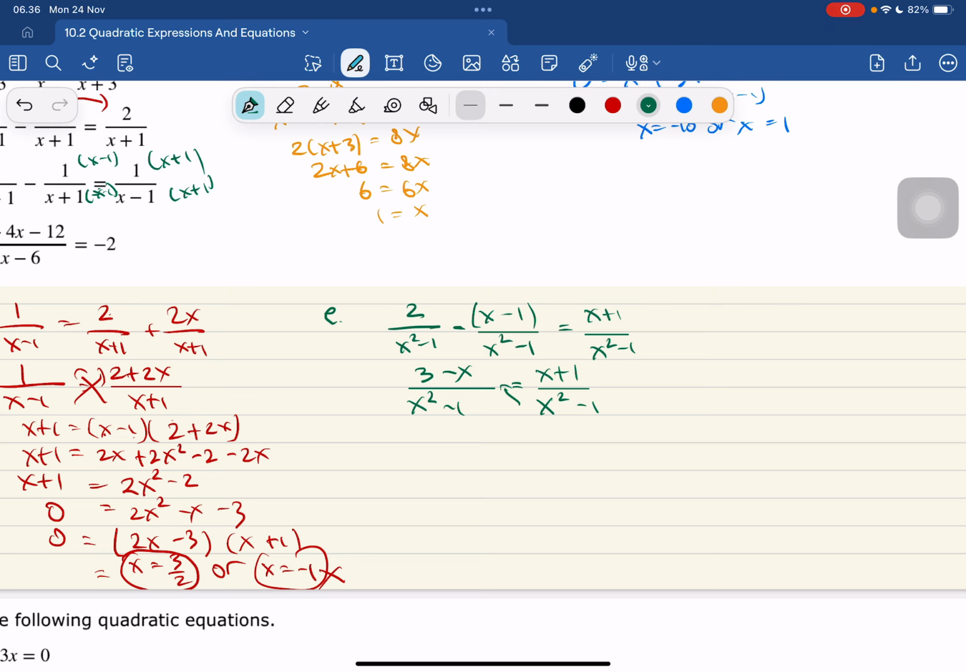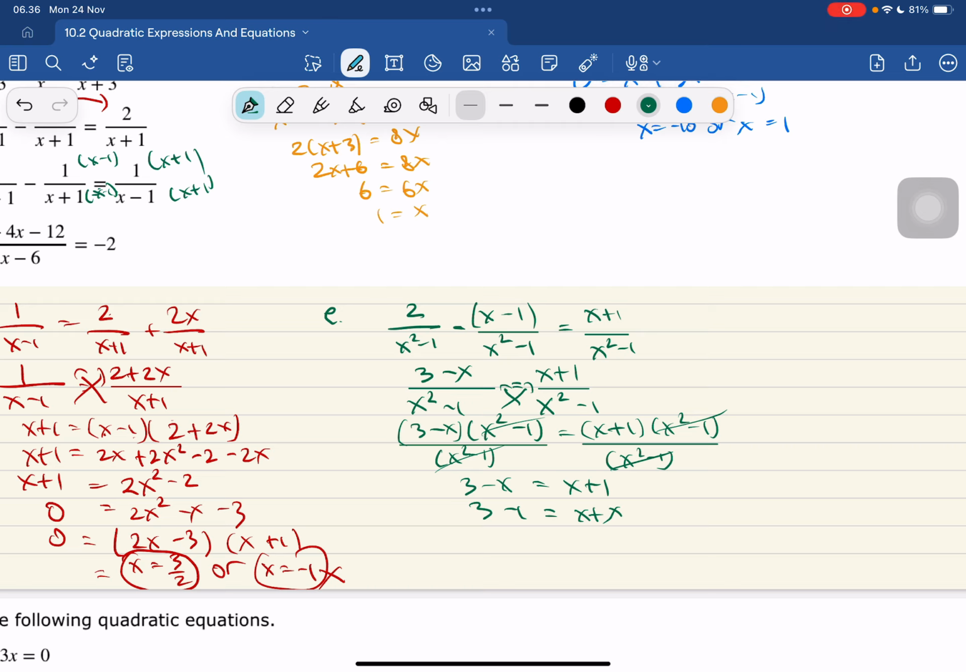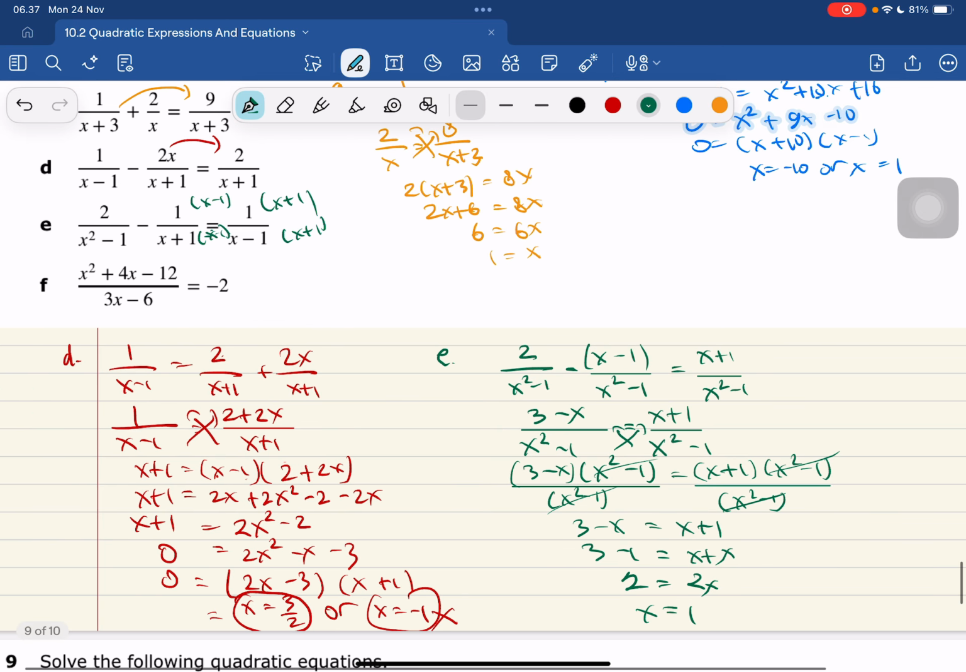Okay, we can multiply across each other. So it's going to be (3 minus x) times (x squared minus 1) equal to (x plus 1) multiplied by (x squared minus 1). Okay, we got the common factor, so we can simplify both of them. We divide by x squared minus 1, here also divide by x squared minus 1. So we just cancel. It's going to be 3 minus x equal to x plus 1. So 3 minus 1 equal to x plus x. So 2 equal to 2x. So x equal to 1. There we go. Next, the last.